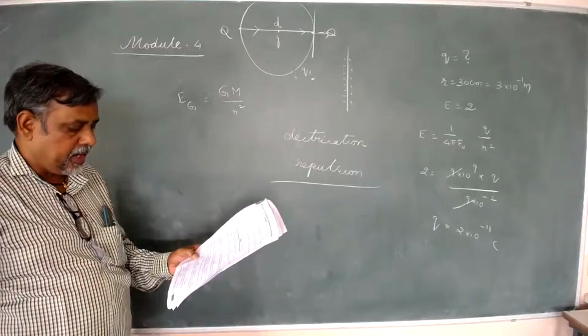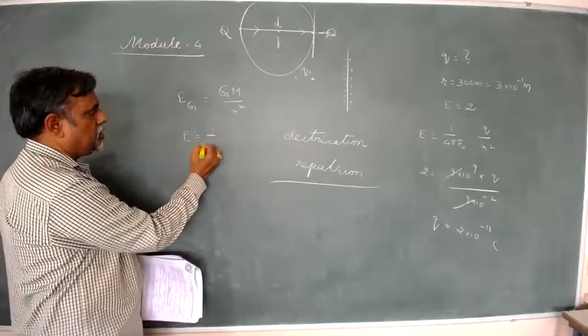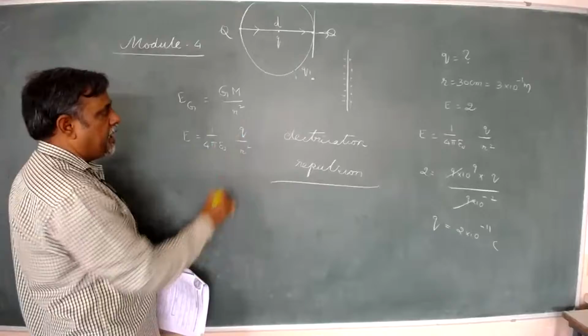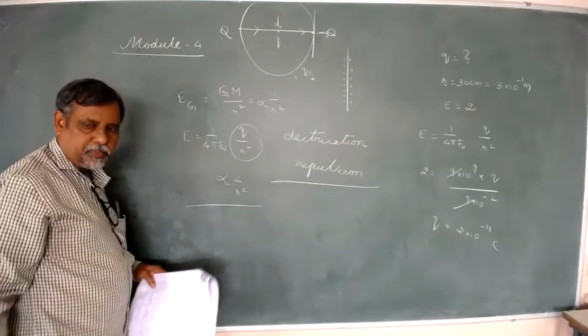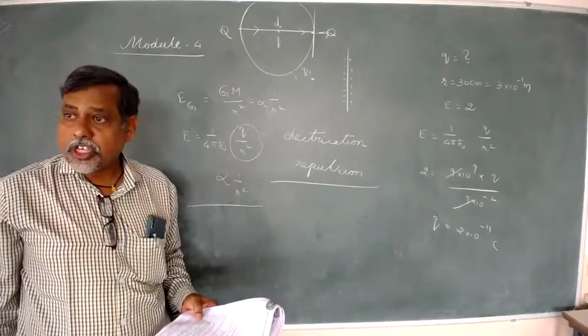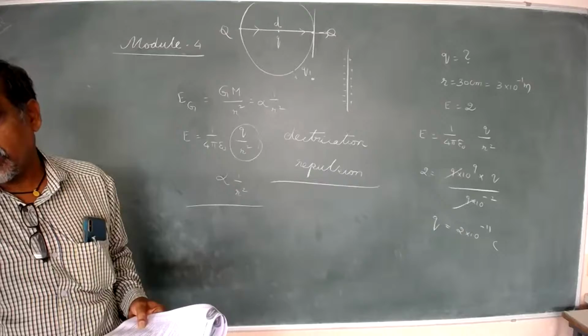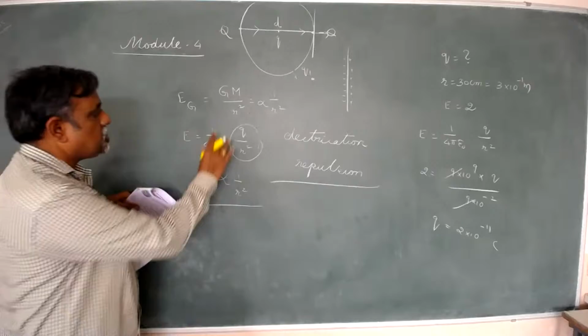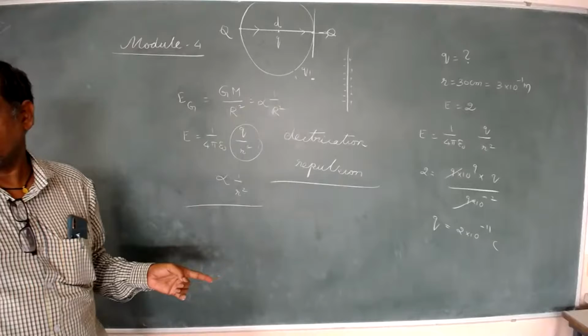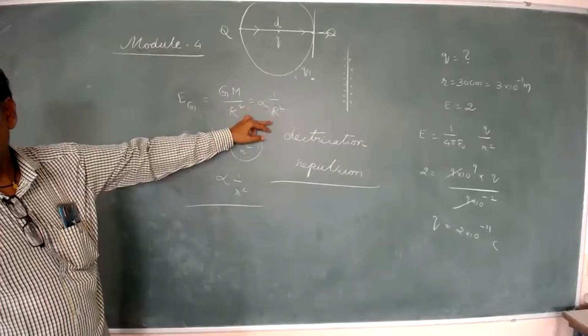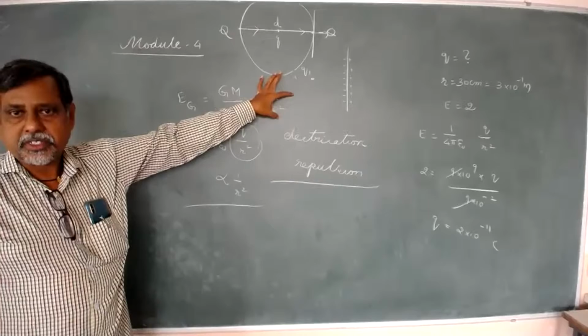So electric field is 1 by 4 pi epsilon naught into Q by R square. And if you take this one as constant, this is directly proportional to 1 by R square. Even this thing also is directly proportional to 1 by R square. So there is a possibility for both gravitational field and electric field. Gravitational potential cannot be. Gravitational potential is equal to capital G, capital M by capital R. Capital R is the radius of the Earth, which remains a constant. So in the case of gravitational field there is no possibility to have different R's. There is a possibility only in the electric field. So the correct option is electric field.